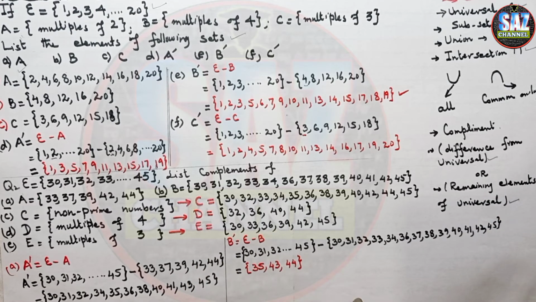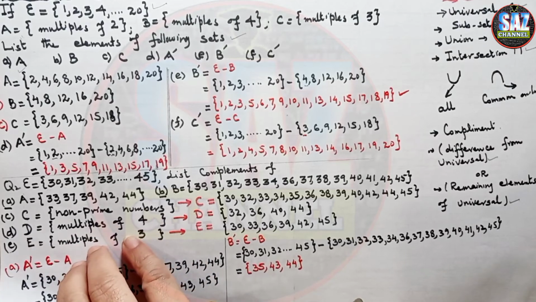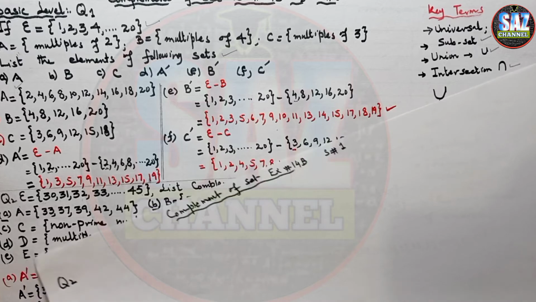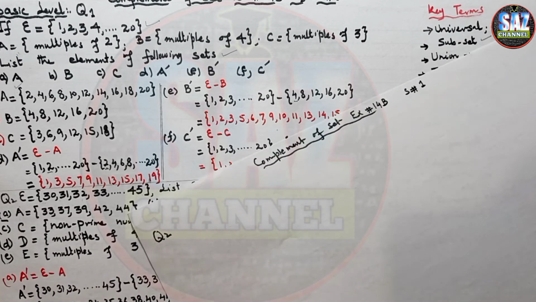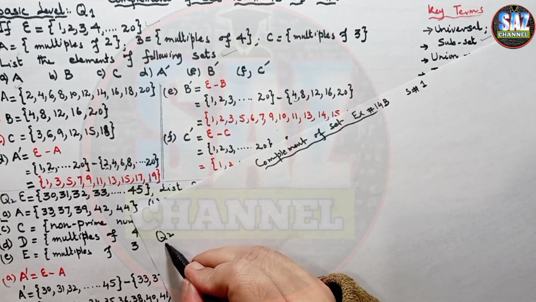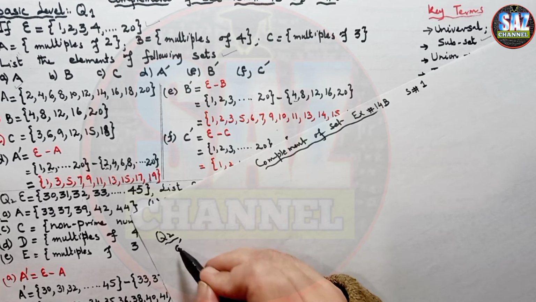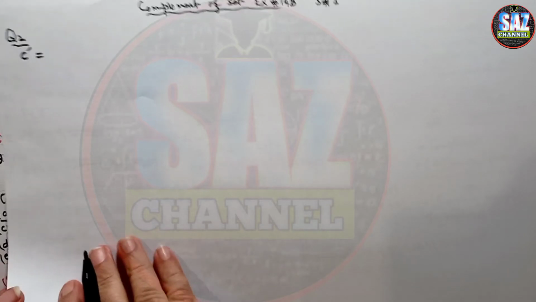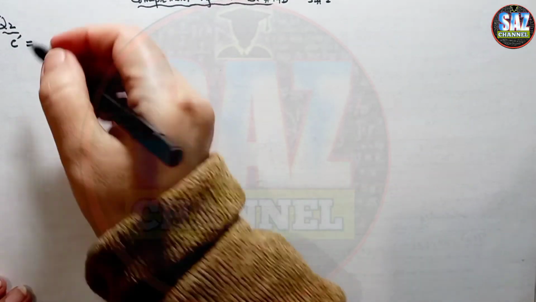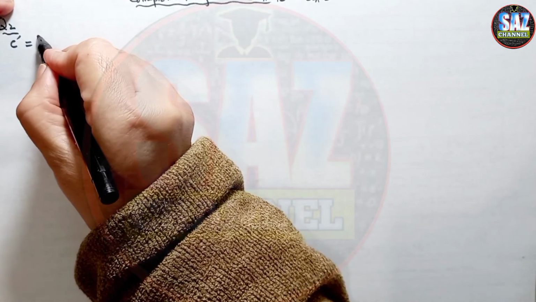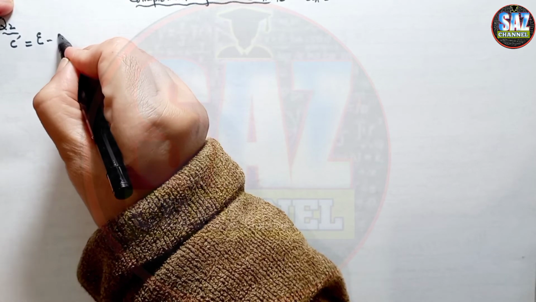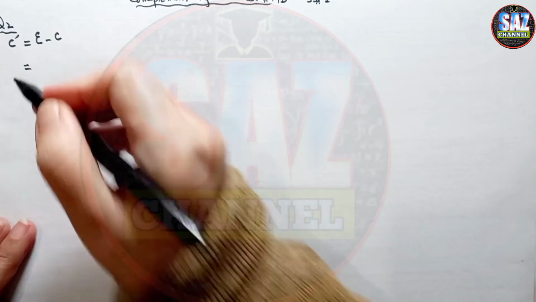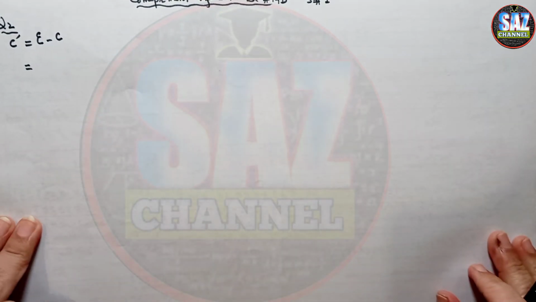I'll be moving to the next page and I'll be completing the question over here. Okay, let me write the set C complement. We have to find C complement, and the formula is universal minus C. Now what I have to do, I have to write the elements of universal.